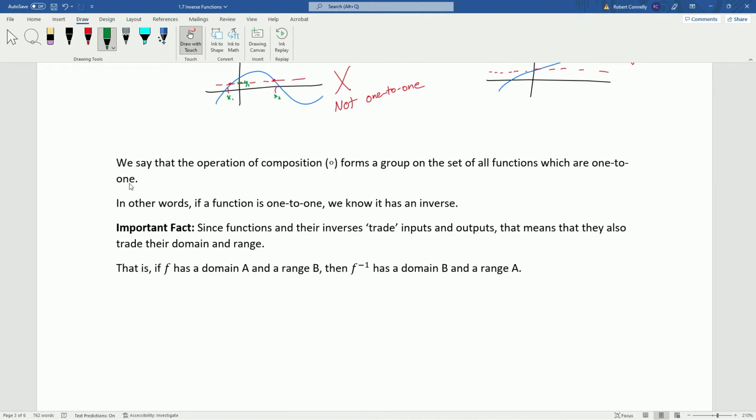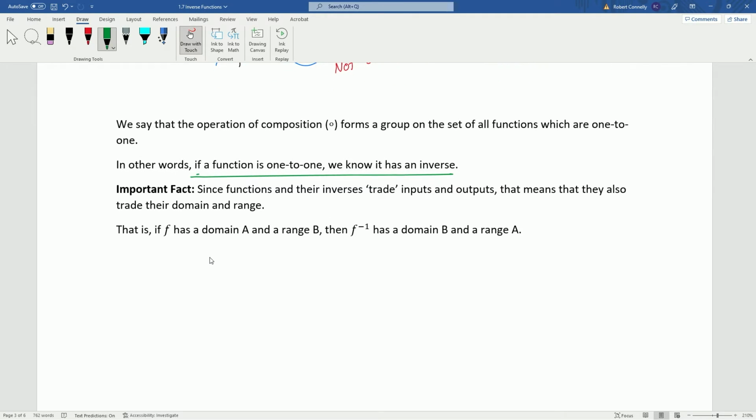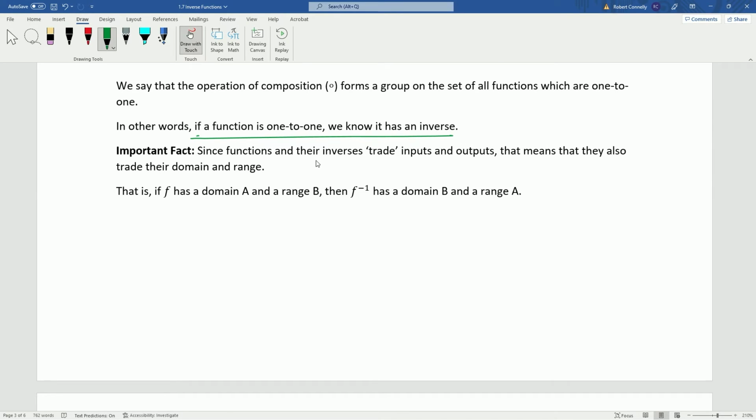To summarize this, we say that the operation of composition forms a group on the set of all functions which are one-to-one. In other words, if a function is one-to-one, it must have an inverse. That's the key thing. If a function is one-to-one, we know it has an inverse. Now, important fact, since functions and their inverses trade inputs and outputs, they also trade their domain and range. So if a function f has domain A and range B, then f inverse has domain B and range A.